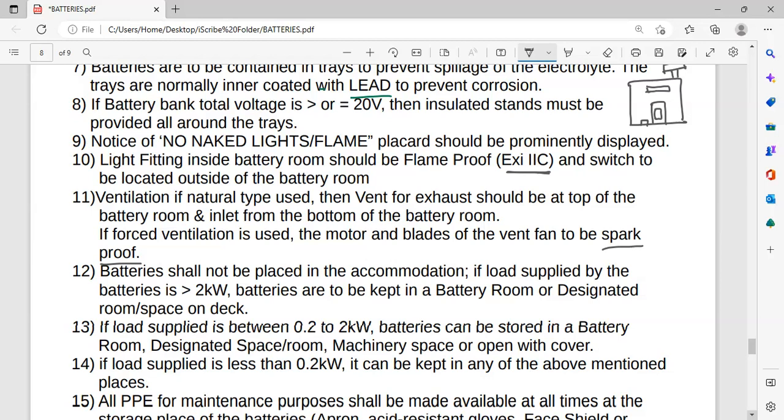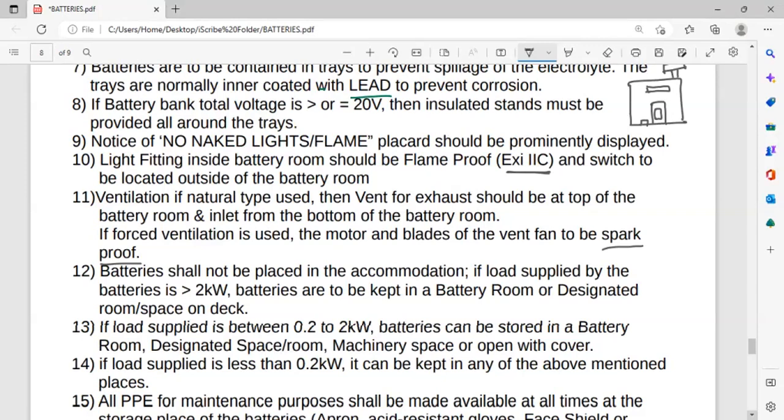Okay. If load supplied by the battery is greater than 2 kilowatts, batteries are to be kept in the battery room or designated space, room or space on deck. Point 13. If load supplied is between 0.2 and 2 kilowatts, batteries can be stored in the battery room, designated space, room, or even in the machinery space.